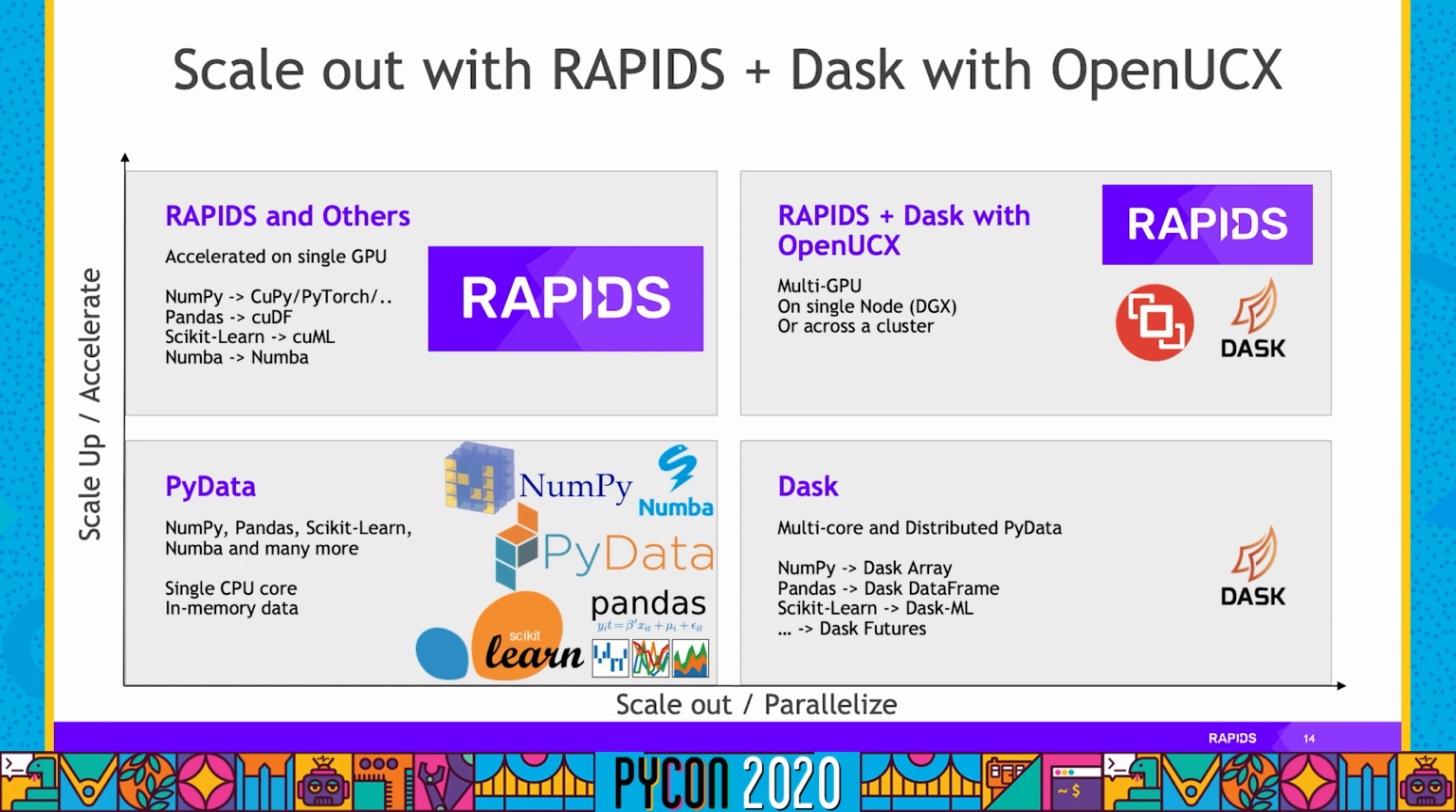But now let's say you want to scale out, you want to parallelize, and you want to accelerate using RAPIDS. And that's in the upper right. You can do that all with RAPIDS and Dask using OpenUCX, right? This is multi-GPU on a single node, which would be something like a single DGX-1 or a DGX-2, or you can do this multi-GPU across a cluster. Right. So all this is to say that you're not limited by the size of a single GPU that you might have.